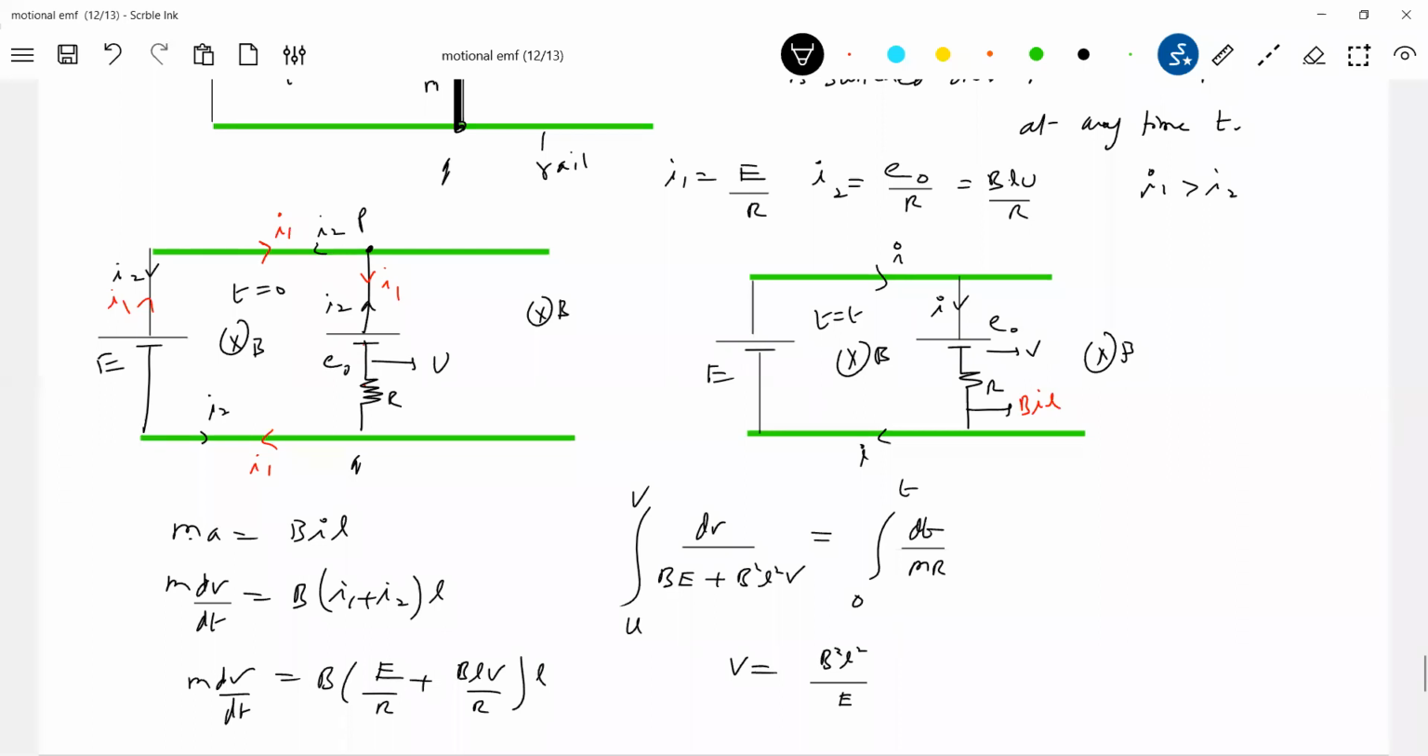I1 minus I2. I1 minus I2, no? Okay, this one. What is the final will be BEL. So here one L will be there.